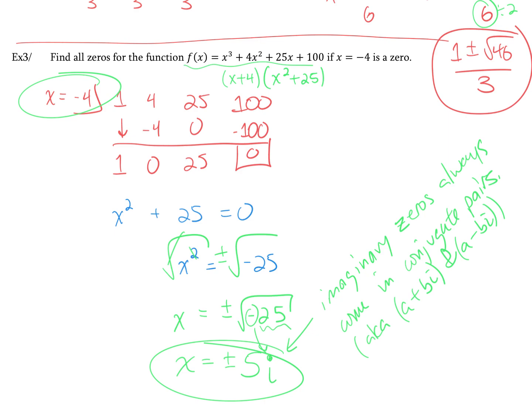I think that's it for this, because the next set of notes will go a little bit deeper into how to find zeros of polynomials using the rational zeros theorem.